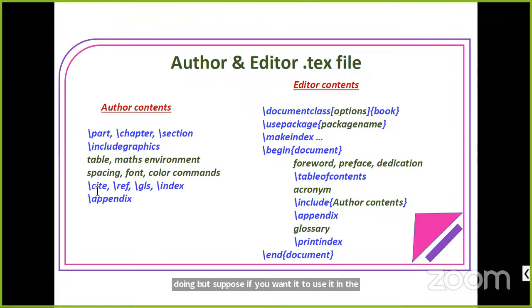And apart from that, we have to use cite for references, like bibliographic references, paper references, journal references, we have to use slash cite. And if you want to refer to something like figure one or table one, table two, as shown in table one, as shown in table two, then you have to use slash ref. If you want to include some terms in the glossaries, you can use the GLS commands. And if you want to include in the index, you can simply insert index.